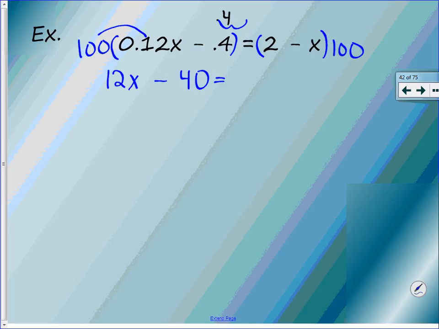Now, a lot of people on the right might think, oh, you don't have to move any, there's no decimals over there, so I don't need to multiply. Well, to keep the equation balanced, you do have to do the same thing on the right as you do on the left. So Denise, what do you get when you multiply on the right? Yep, 200 minus what? 100. Good.